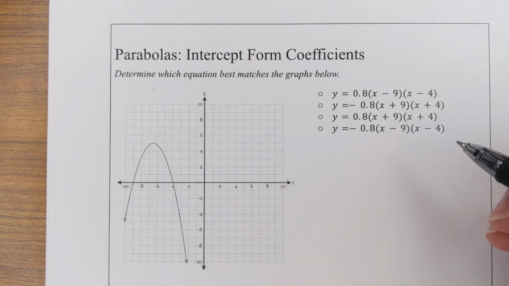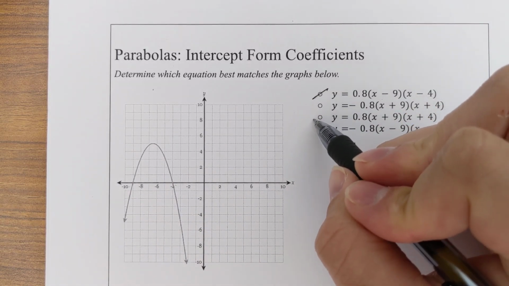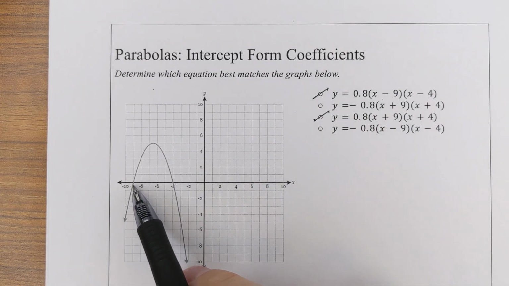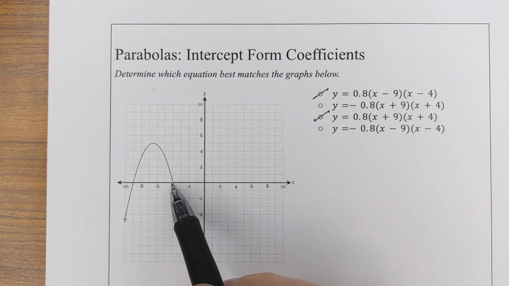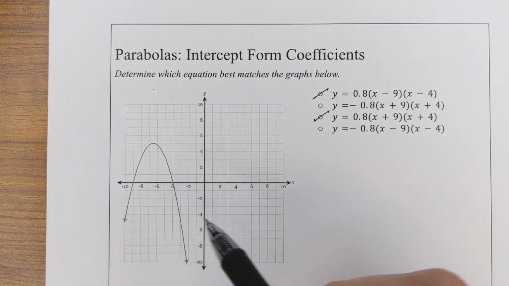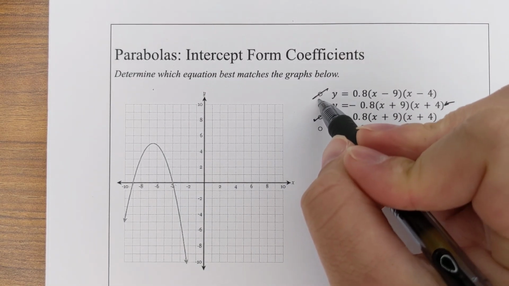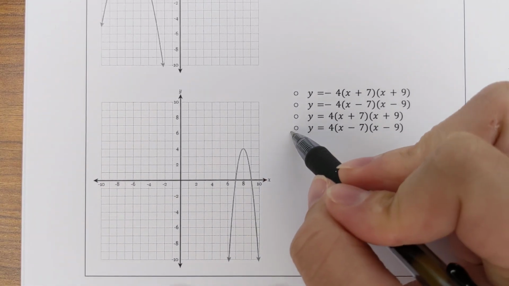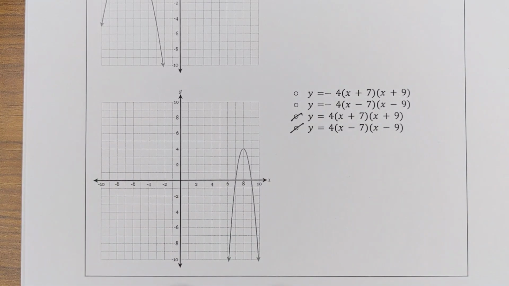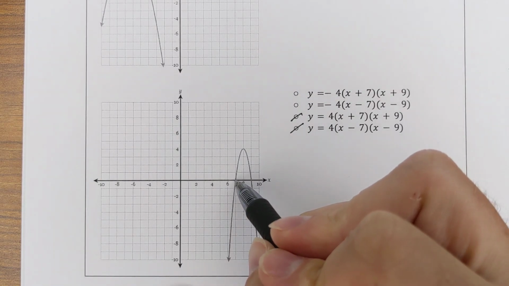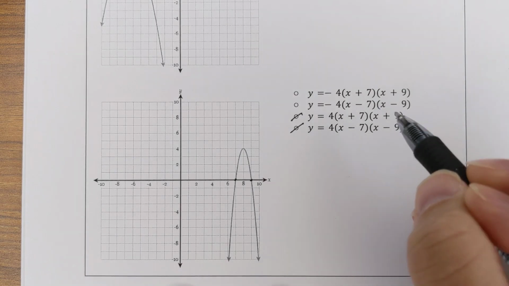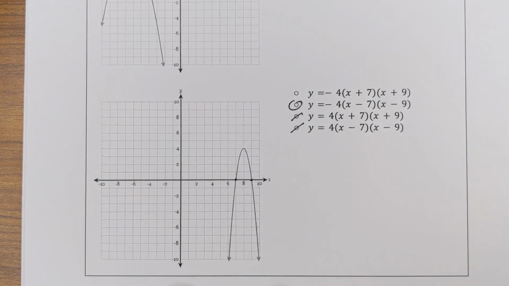So this guy opens down, so it can't be the first one or the third one because they have positive a values. And we cross at negative 9 and negative 4. So I'm looking for positive 9 and positive 4, which is the second one. All right, so for this one, we're opening down again, so it cannot be the third or fourth ones. We are crossing at positive 7 and positive 9, so I'm looking for negative 7 and negative 9, which is the second one.